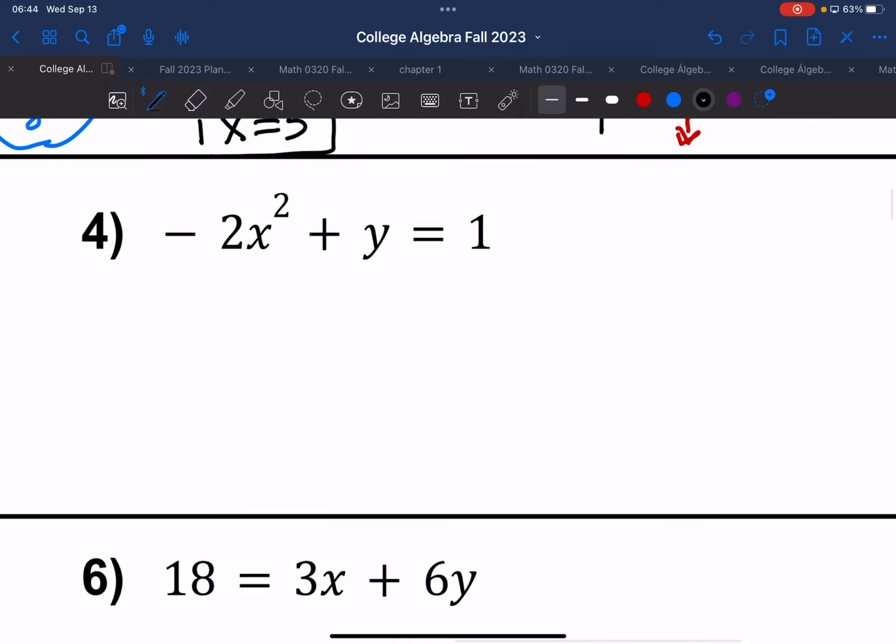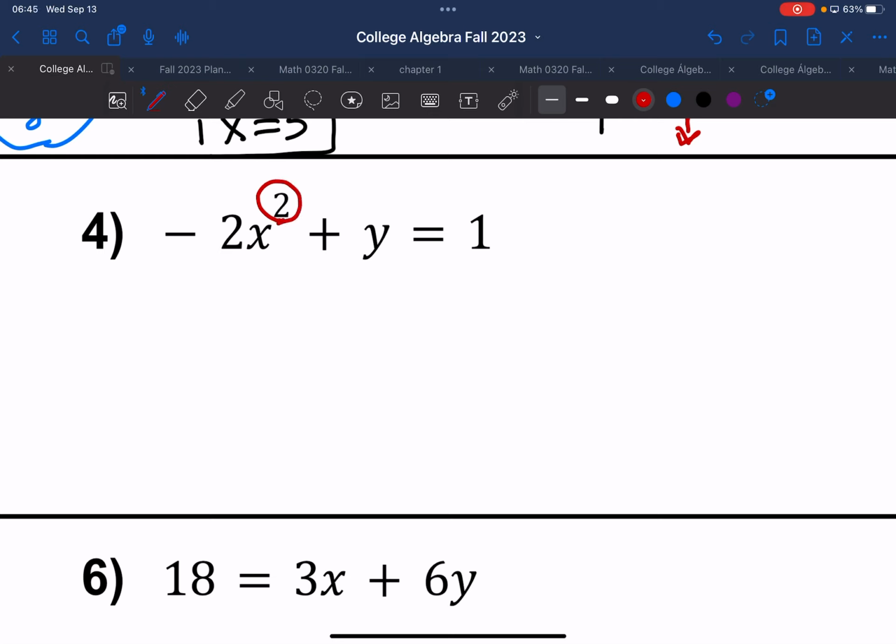What about number 4? Is this in standard form? Yes or no? I guess no, because of the exponent. Correct. So even though it looks like it is in standard form, we can automatically tell this is not linear because of that x squared.